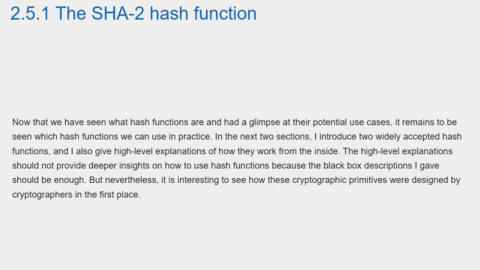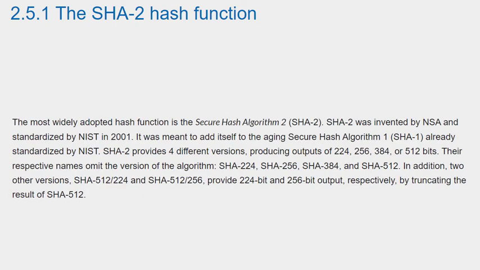The high-level explanation should not provide deeper insights on how to use hash functions, because the black box descriptions I gave should be enough. But nonetheless, it is interesting to see how these cryptographic primitives were designed by cryptographers in the first place. The most widely adopted hash function is the Secure Hash Algorithm 2, or SHA-2. SHA-2 was invented by the NSA and standardized by NIST in 2001. It was meant to add itself to the aging Secure Hash Algorithm 1, or SHA-1, already standardized by NIST.